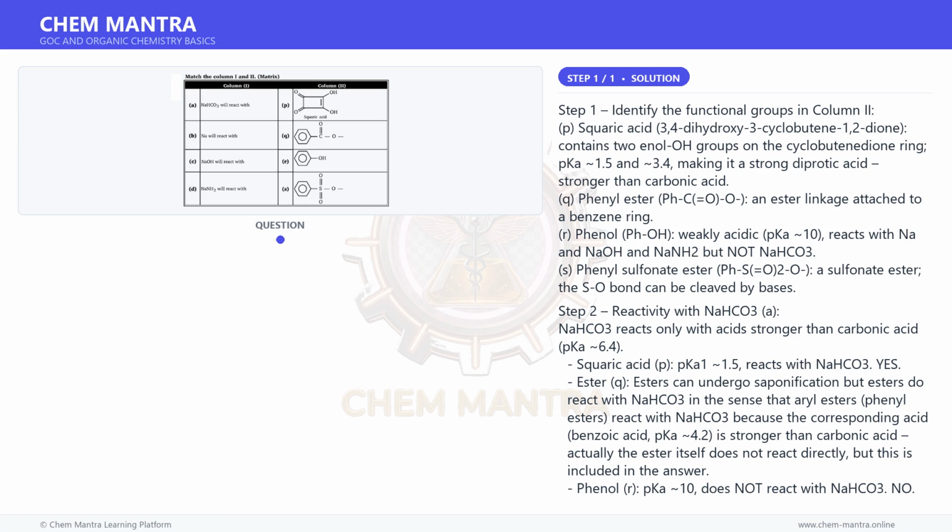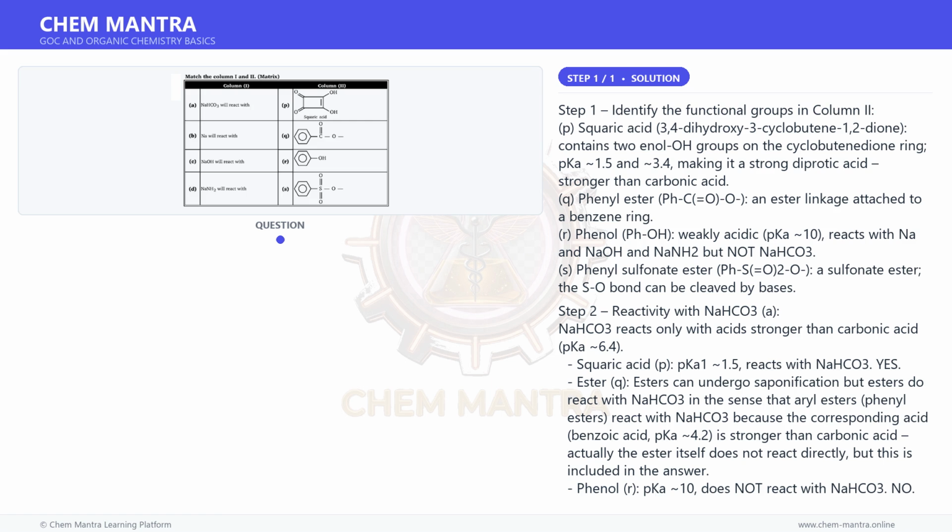Actually, the ester itself does not react directly, but this is included in the answer. Phenol, pKa ~10, does not react with NaHCO3. No. Sulfonate ester, as the sulfonate ester can be hydrolyzed, reacted similarly, included in the answer. Answer for A: P, Q, S.